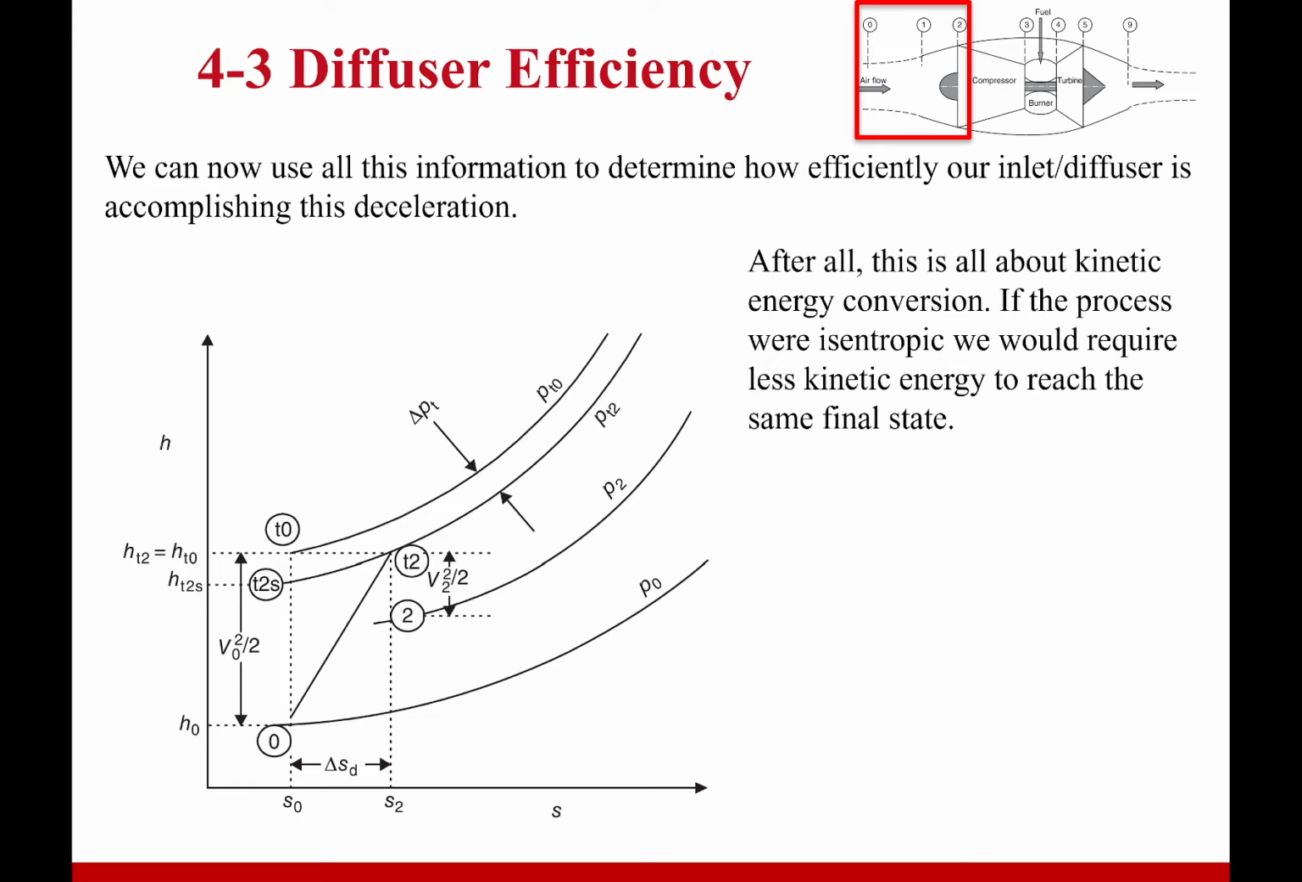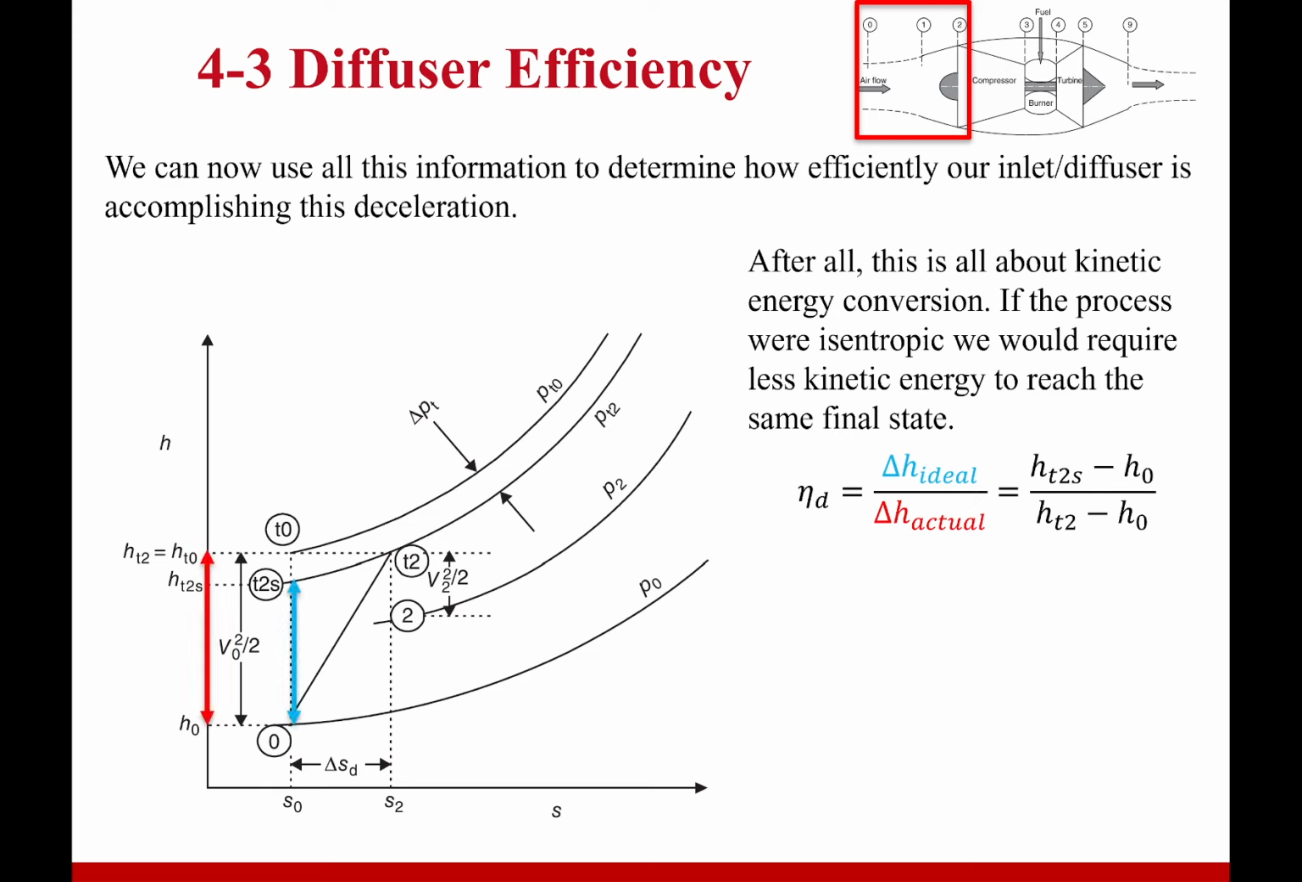We realize that if it was isentropic, it would take a lot less kinetic energy conversion to reach the same final state. Now, we have to convert the energy no matter what because we have to slow it down. But just getting to that same total pressure, that same enthalpy we actually end up at, it would have taken less if we had been doing this isentropically.